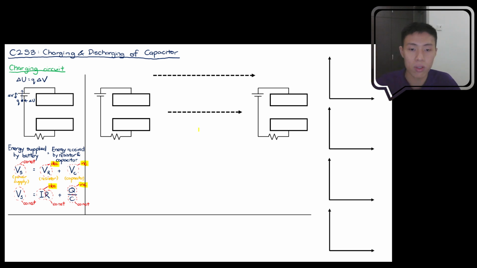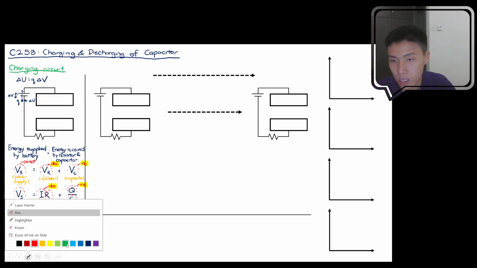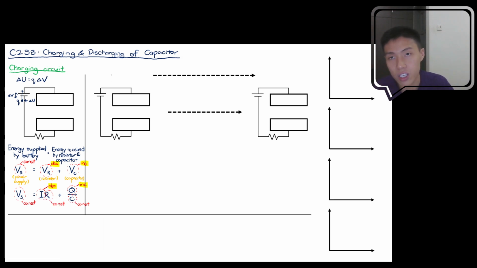So right now I'm going to progress and look at this chart, a simple diagram, which shows how it goes from uncharged to fully charged. Okay, so initially you have an uncharged capacitor.